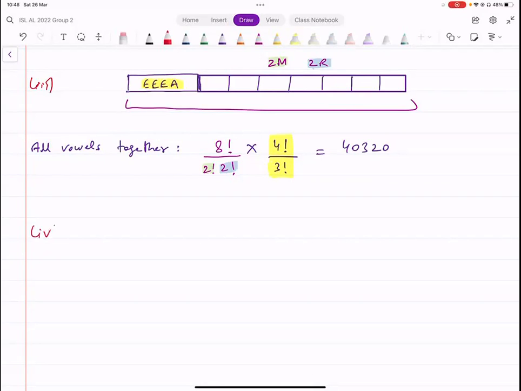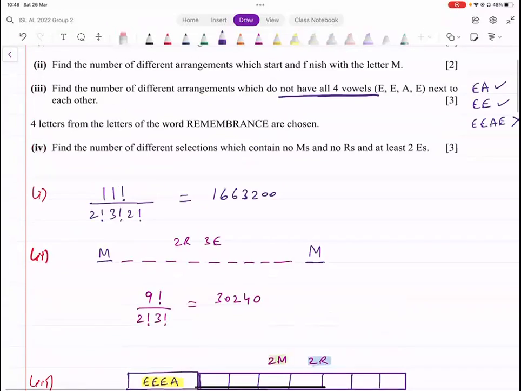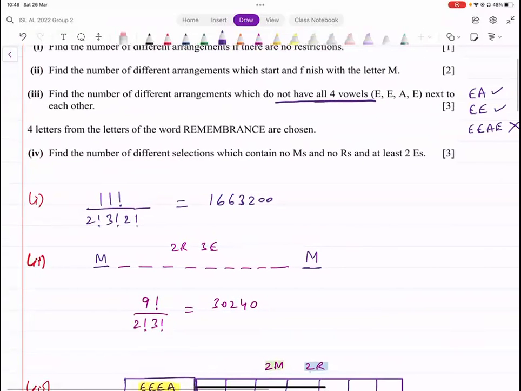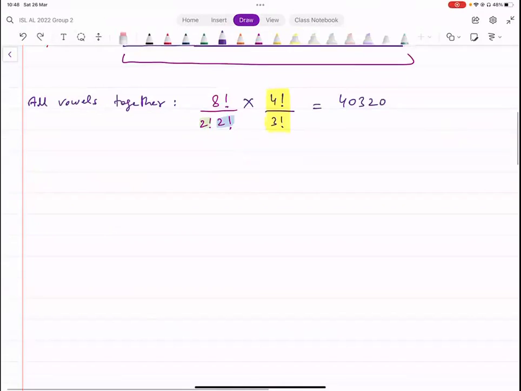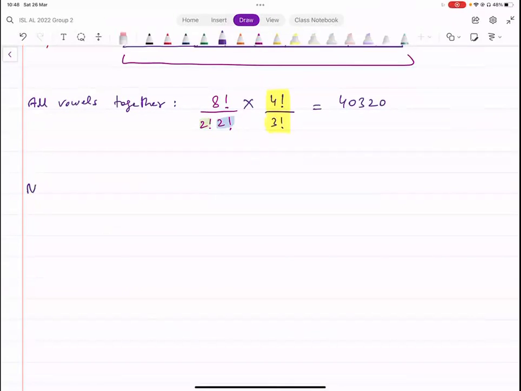एक दफा दोबारा आप चेक कर लें. Should be getting this. अच्छा, लेकिन हमने क्या करना था? हमने तो इनको separate करना था. We wanted not all 4 vowels together. तो हम क्या करेंगे? Not all vowels together. What's going to be the number of cases for that?